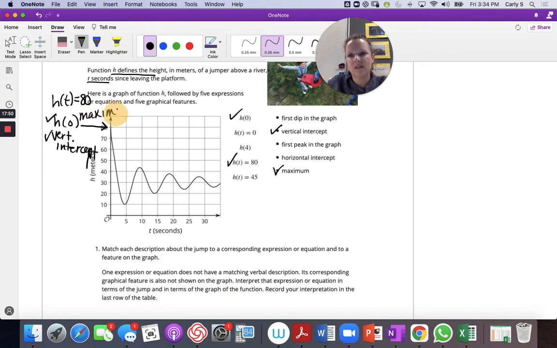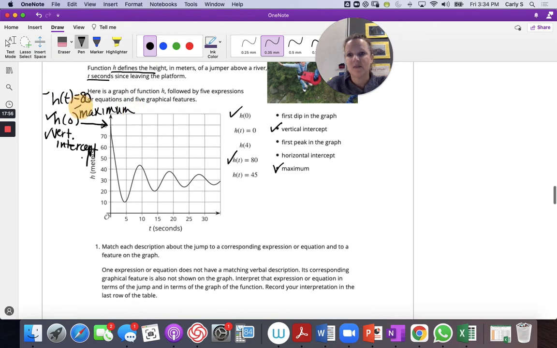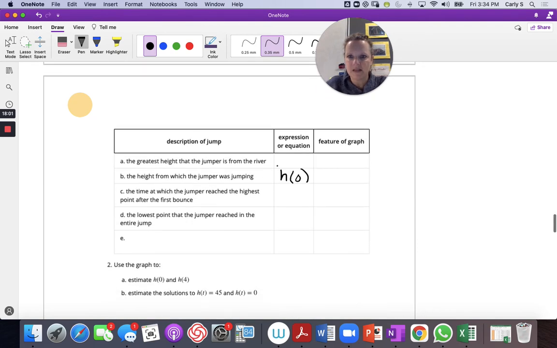So all of those things for that maximum, for that point right there, like 4 different things for that point on the graph. So let's fill that in here. Greatest height, h of t equals 80. And the feature on the graph is still, it's our maximum. This would be the vertical intercept. For this particular graph, those are the same things, and that's okay. Okay, the maximum and the vertical intercept.